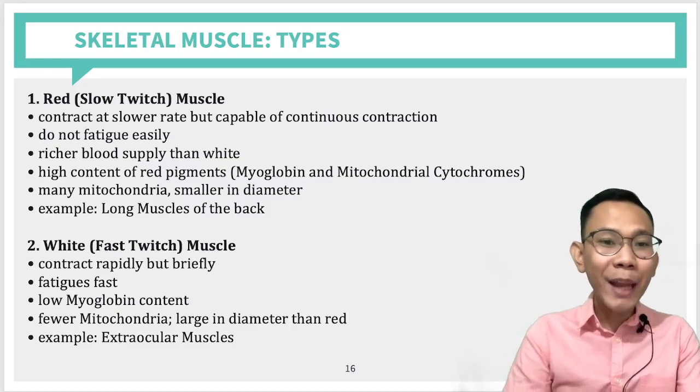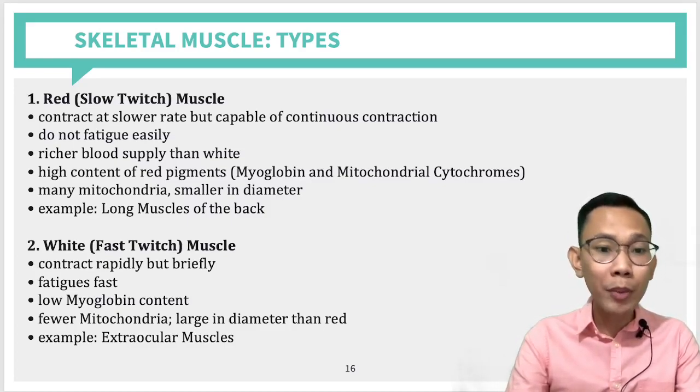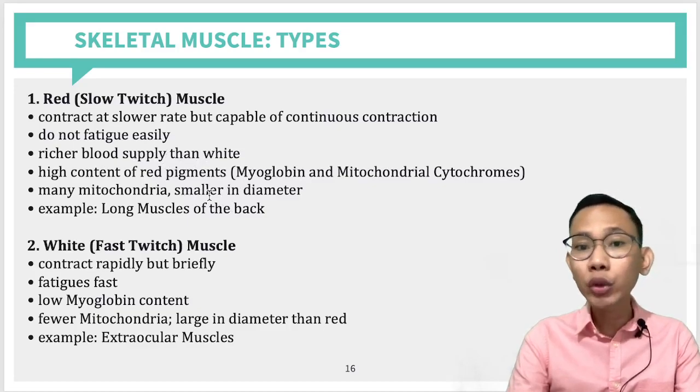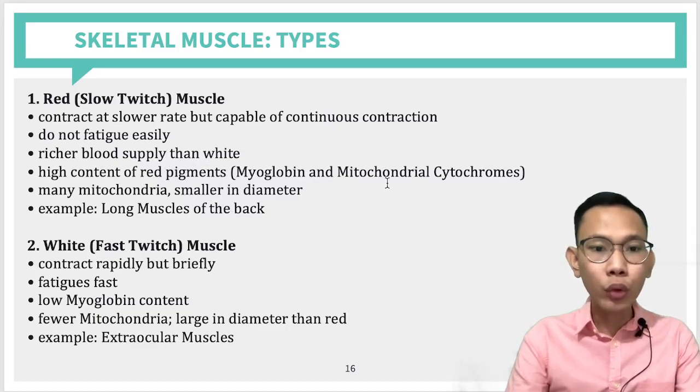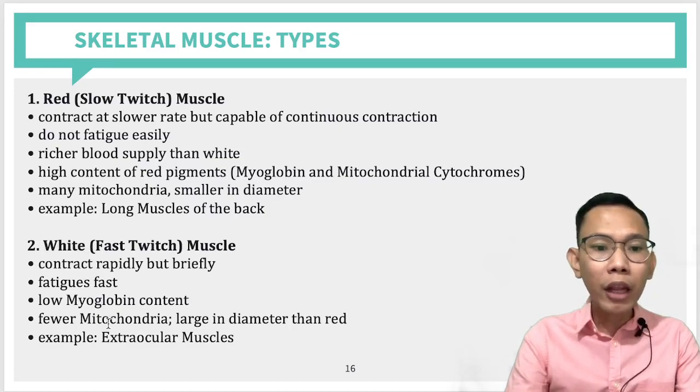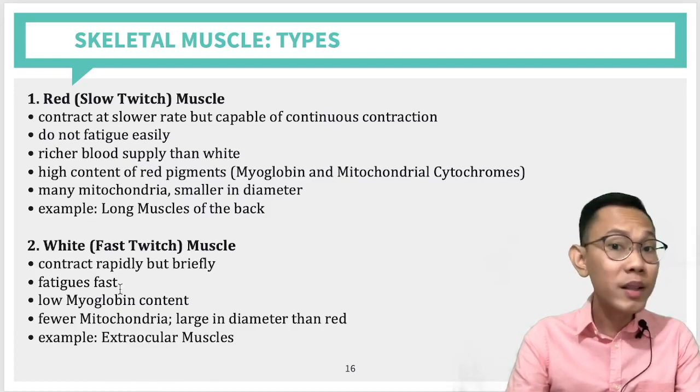Again, we have the different types of skeletal muscle. We have your red or slow twitch muscle, or your white or fast twitch muscle. Red or slow twitch muscles contract at a slower rate but are capable of continuous contraction. They do not fatigue easily and they are richer in blood supply. Because they are rich in blood supply, they have higher contents of red pigments, referring to myoglobin and mitochondrial cytochrome. Examples of these are the long muscles of your back. While your white or fast twitch muscles contract rapidly but briefly and fatigue fast, and they have a lower myoglobin content, therefore fewer mitochondria. Examples of these are your extraocular muscles, which are the muscles of your eyes.